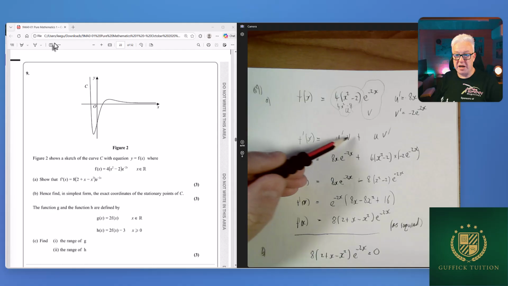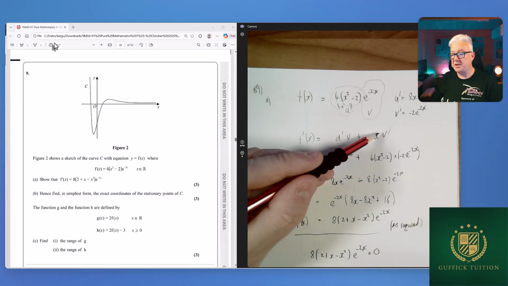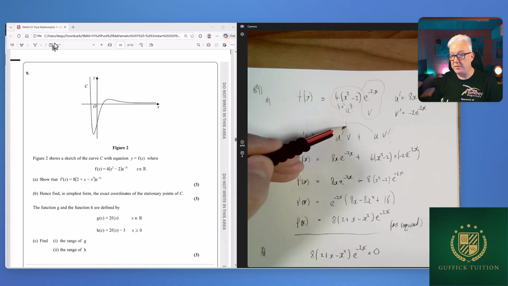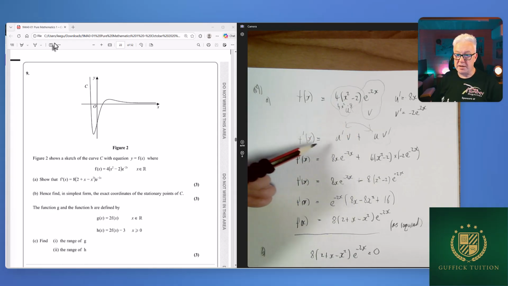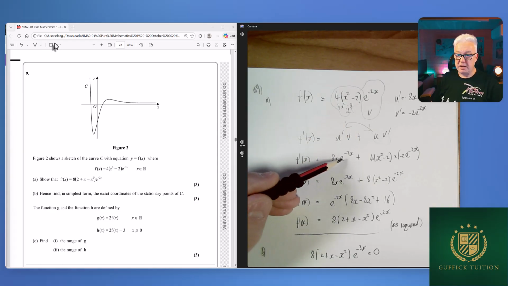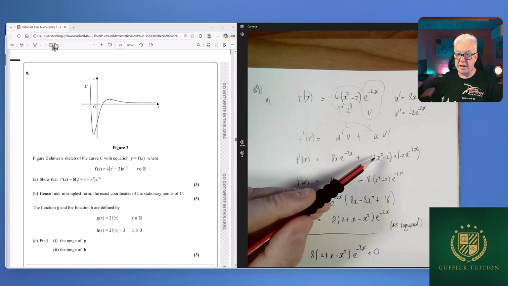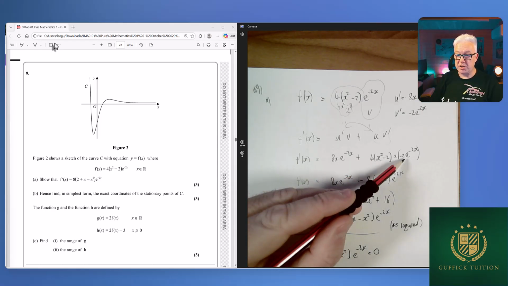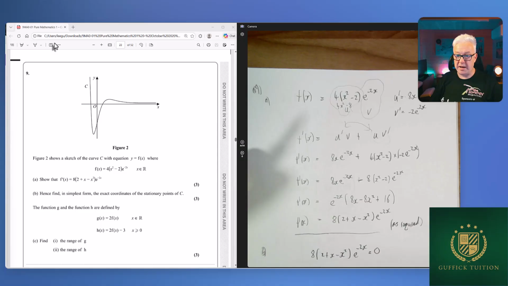So I've got u dash v add u v dashed. It doesn't matter whether you write it with this expression on the left-hand side; you could write them the other way around. Okay, so u dashed is 8x, v is e to the minus 2x, u is 4 times (x squared minus 2), and v dashed is minus 2 e to the minus 2x.